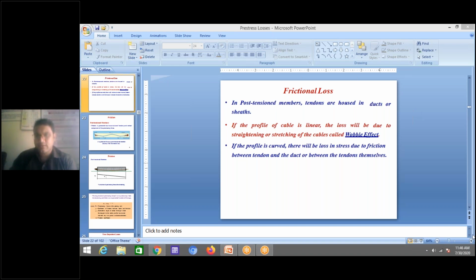Very good. So any doubts related to calculation of anchorage slip loss and elastic shortening loss? Any doubts? See, for both these losses, the only thing is you have to know the formulas of stresses and strains, Young's modulus. If you know these, you can calculate these two losses easily. Do you think that is tough to remember?